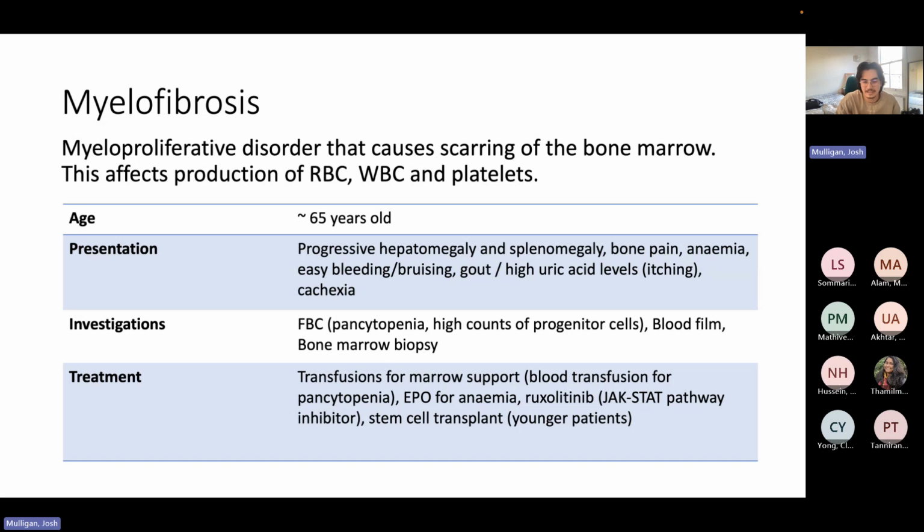And the easy bleeding and bruising can come from just basically not having enough platelets. Right. And yeah, in terms of treatment, transfusions, EPO for the anemia, and you can get some more specific biologics targeting the JAK-STAT pathway.